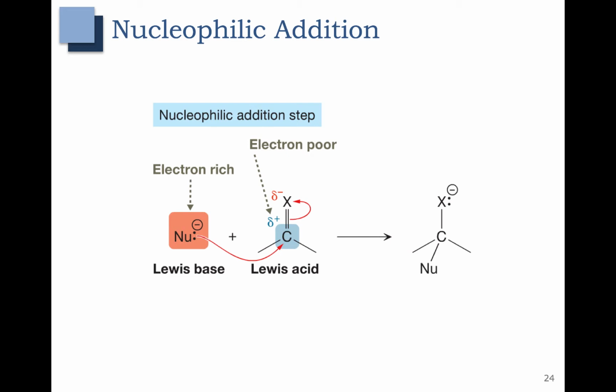Notice that in this case, the nucleophile is reacting with a carbon double bonded to something. In this case, X is usually going to be an oxygen. Sometimes it can be a nitrogen as well.